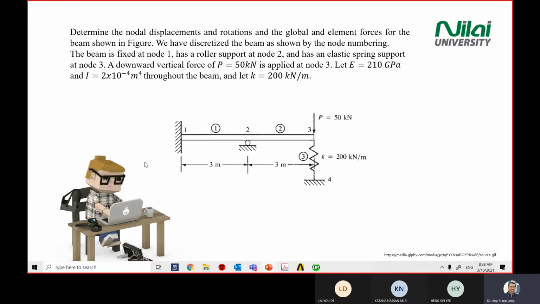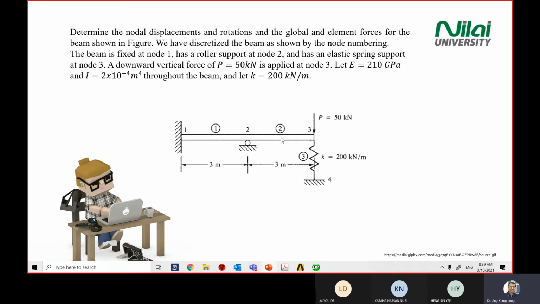All right. And the dimensions given. Point 1 to point 2 is 3 meter. Point 2 to point 3 is 3 meter. You need to determine the nodal displacement or rotation, plus the global and element force for the beam. And the E is given, I is given, K is given. So let's start solving this question.